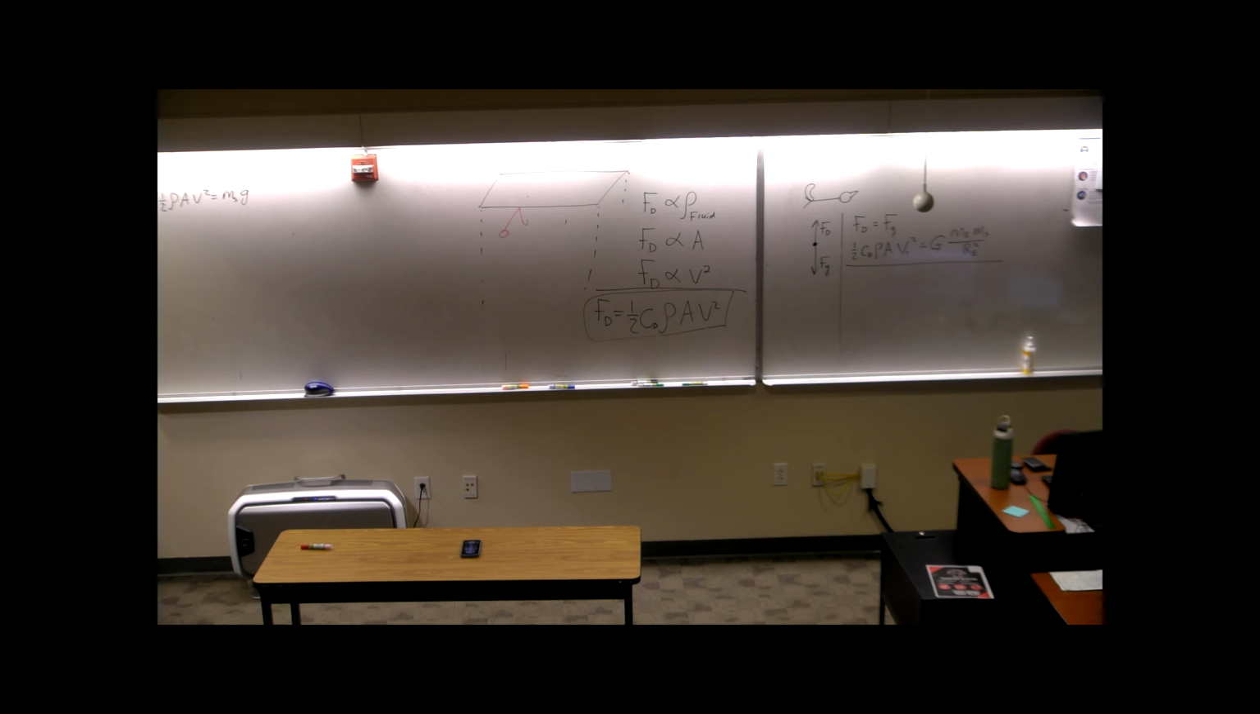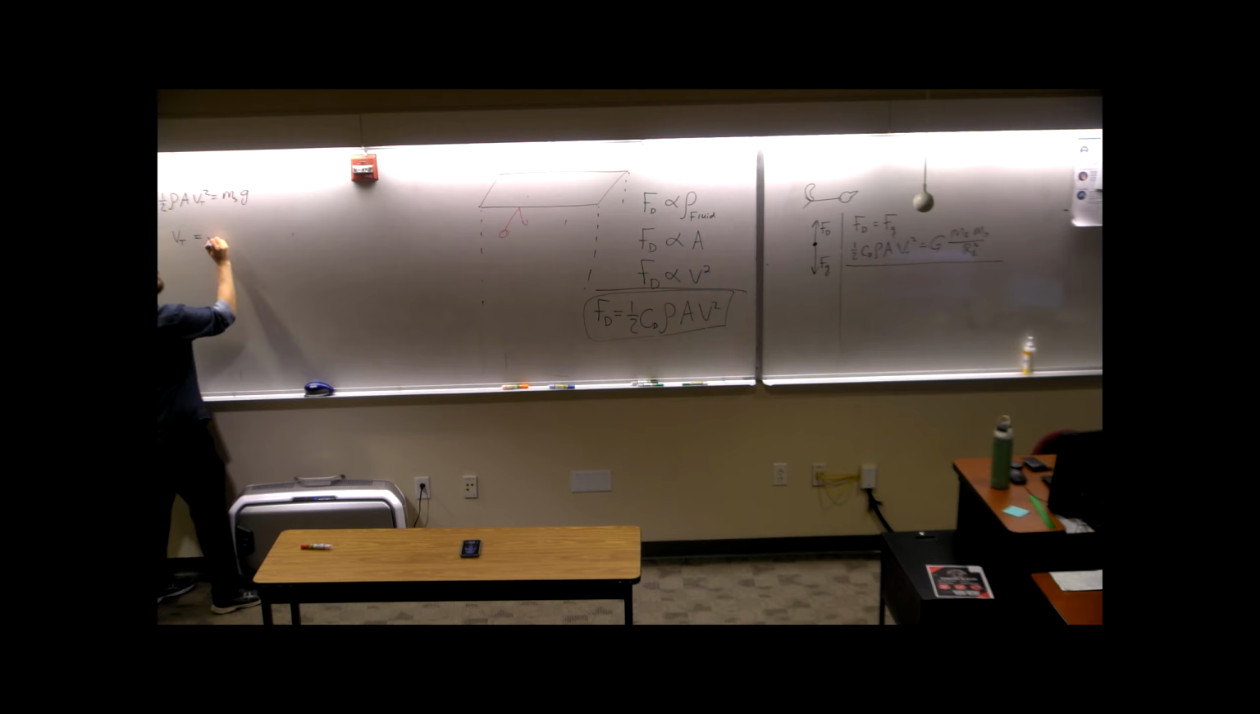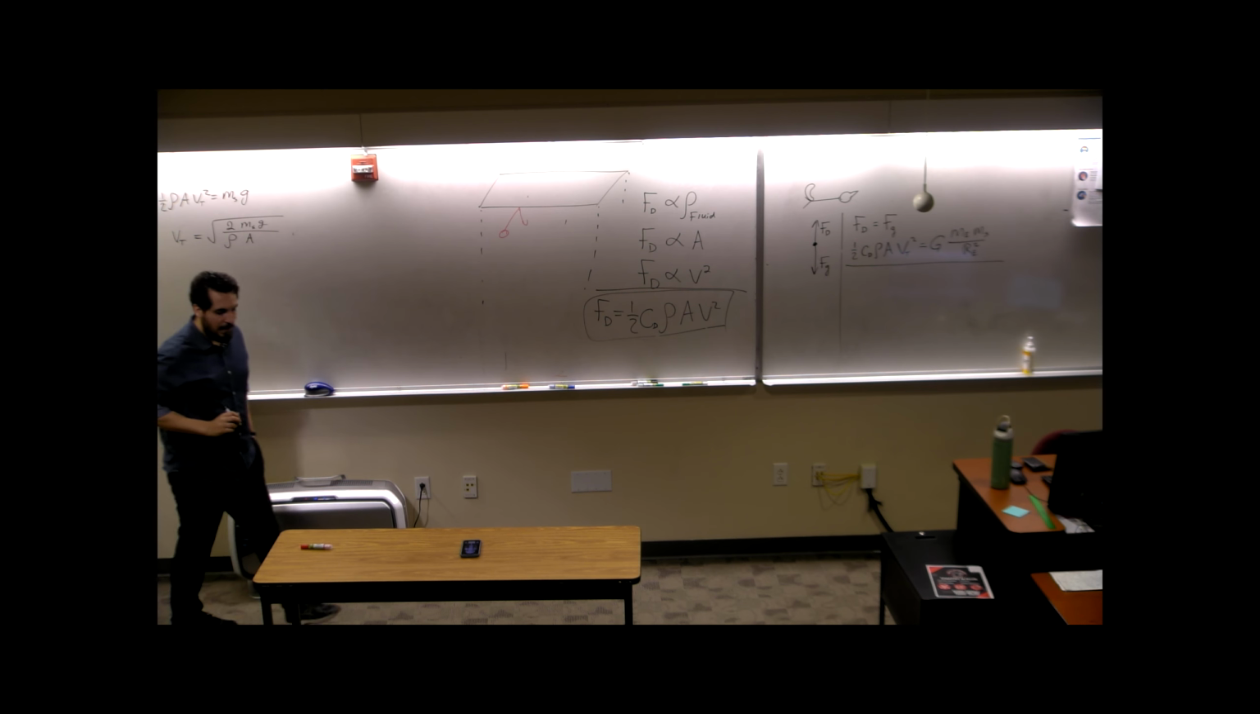So we reduce the universal law of gravitation to being specifically near the Earth's surface, where the acceleration due to gravity is 9.8. We then take this and solve for the terminal velocity, which would equal what? The square root of 2 times the mass of the squirrel times g, divided by the density of the air multiplied by the area of the squirrel.